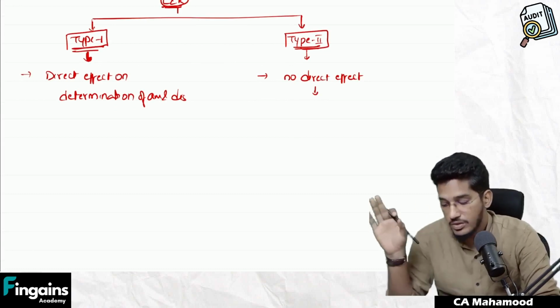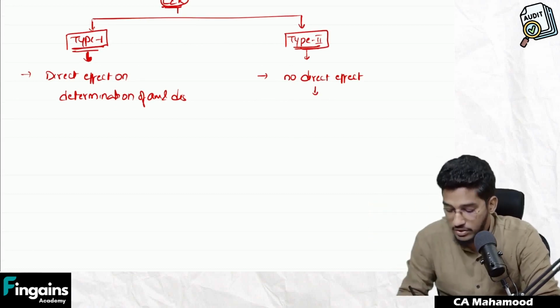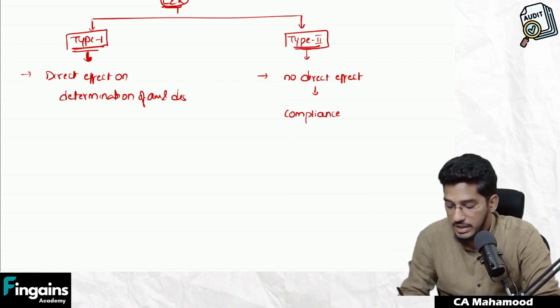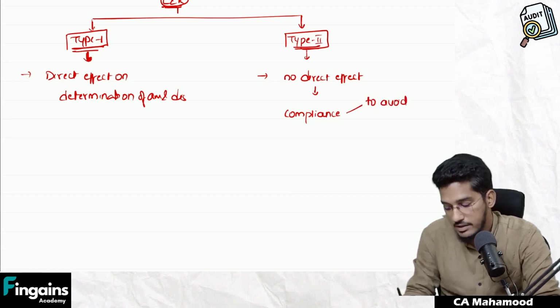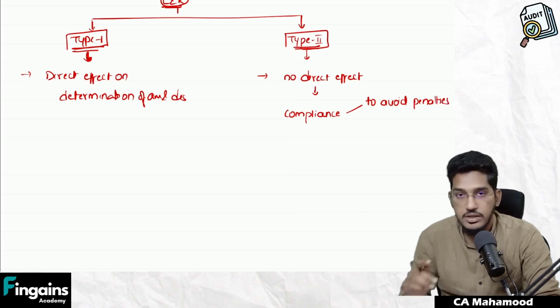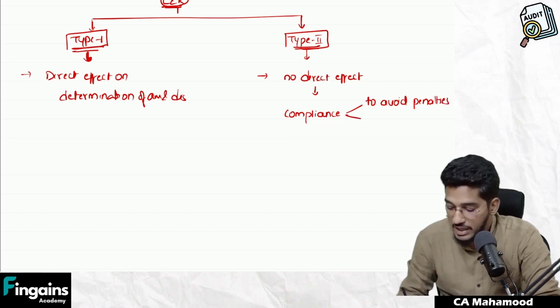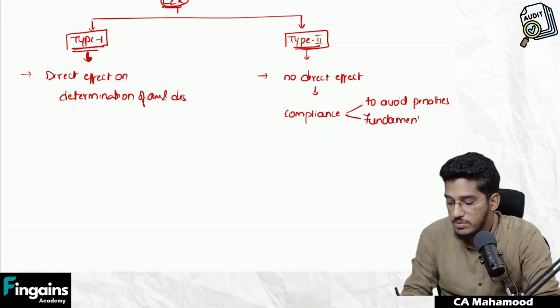Even though these laws and regulations do not have any direct effect on the determination of amounts and disclosures in the financial statements, compliance is required. You cannot ignore them. You have to comply with them. For what purpose? Either to avoid penalties. That means even though they don't have any direct effect on determining amounts and disclosures, if you don't comply with them, you have to face a penalty. Or sometimes compliance is very much fundamental to continue the business. It is very much basic.